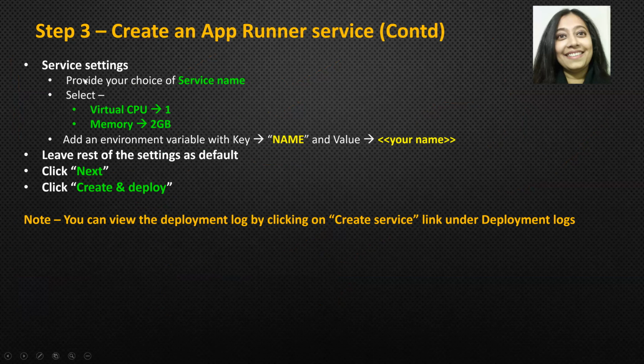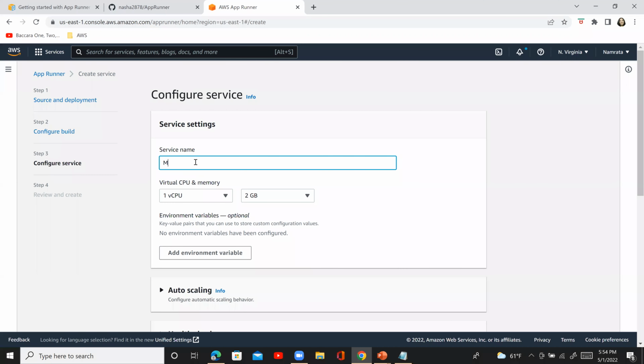Now we need to work on our service settings. So we have to provide a name for our service, and this is a simple lab. So I'm going to keep the CPU as 1 and memory as 2 GB. So let's give a name over here. So say my app runner lab or something like that. You can give any name that you like. I'm going to keep the virtual CPU as 1 and memory as 2 GB.